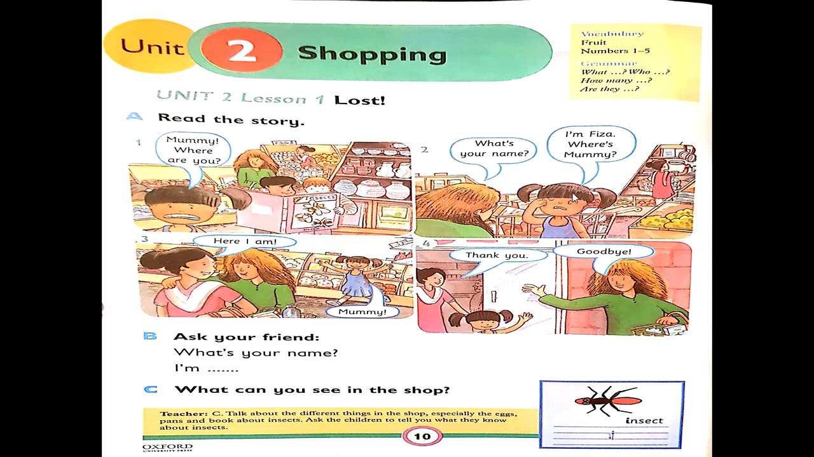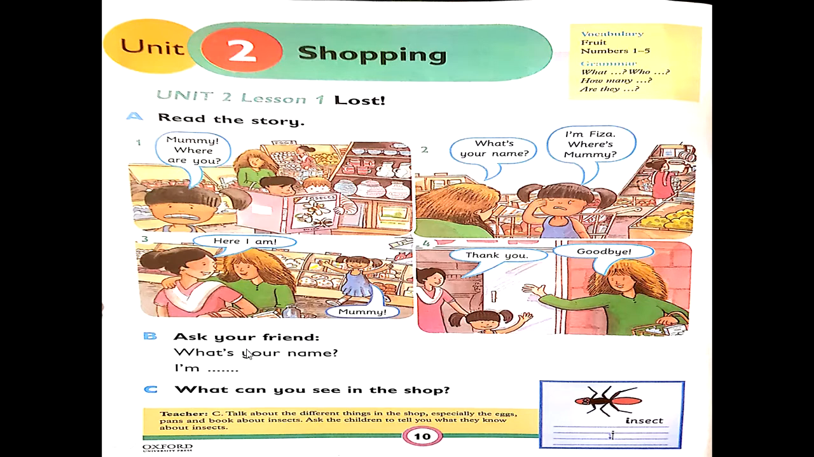In number 4 picture, Fiza's mummy is saying thank you, and that woman is saying goodbye. So it's a short story of a girl whose mummy is lost for some time, and then she got her.